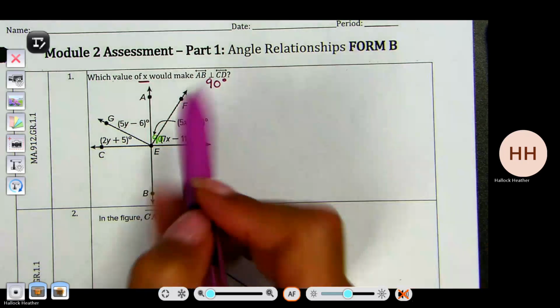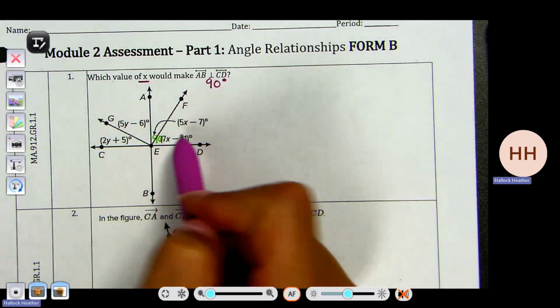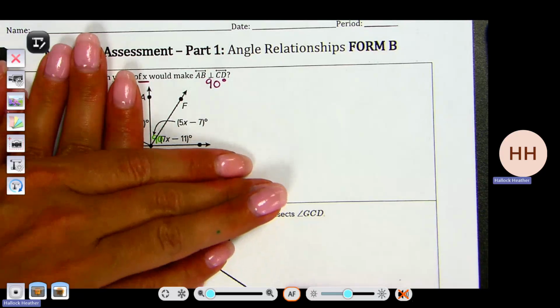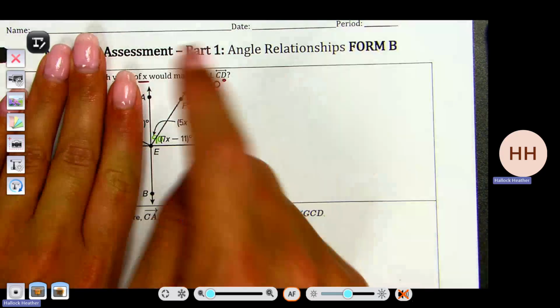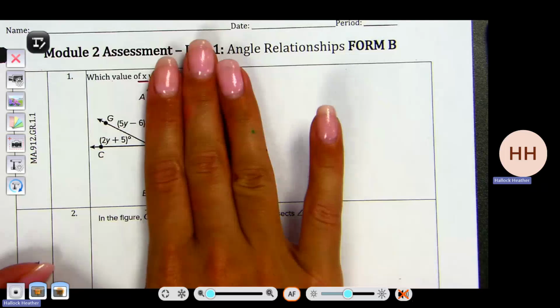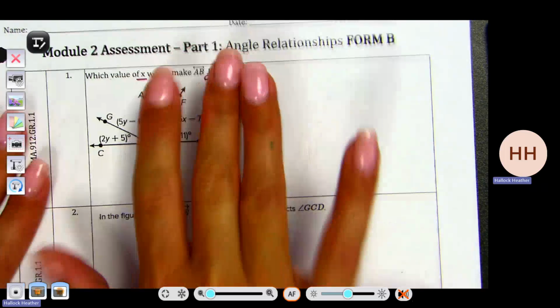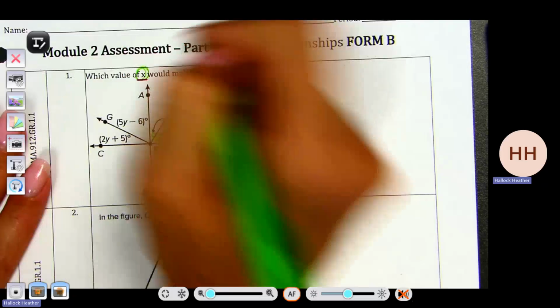So this equation has an X, this equation has an X. I'm really just looking at this top corner. Those will add together to make 90. If it said Y, I would look at this corner because those would add to make 90. But because this one says X, I'm finding X.